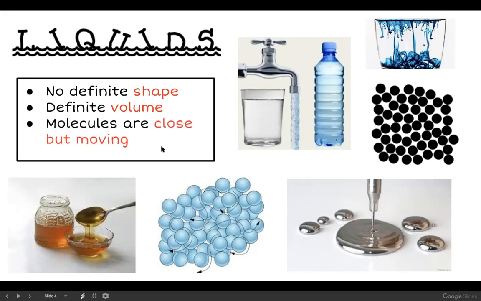And the molecules are close, but they're moving. This is a nice diagram of what molecules in a liquid do. They're all touching. That's why there are no big spaces in between them. They're all touching, but they're spinning around in place. They're moving in between each other. They're just always kind of constantly moving around inside the liquid.